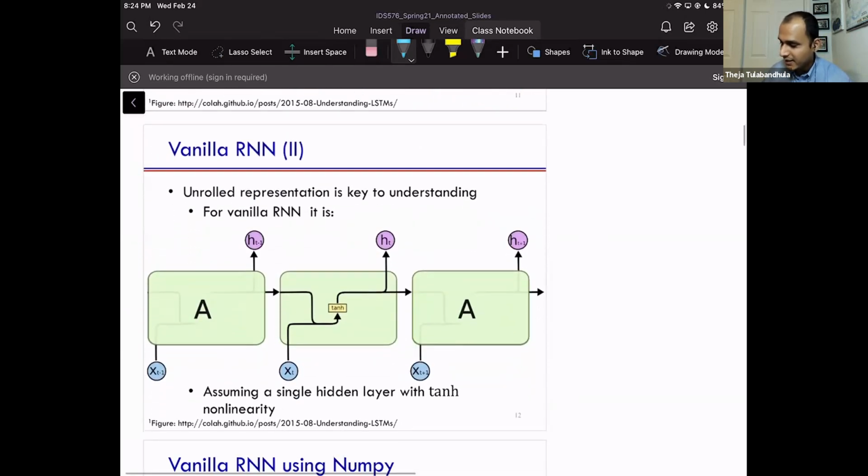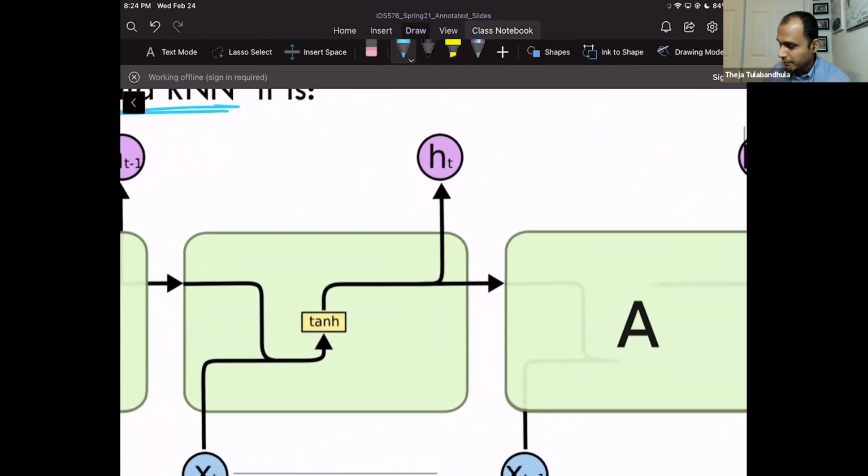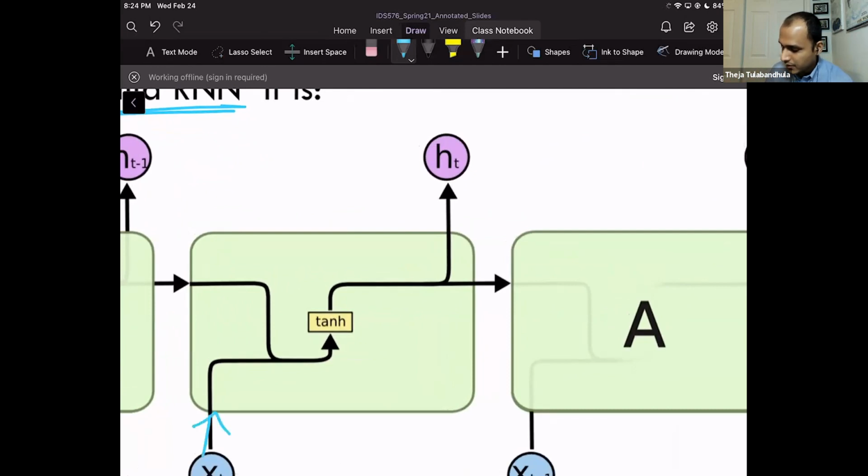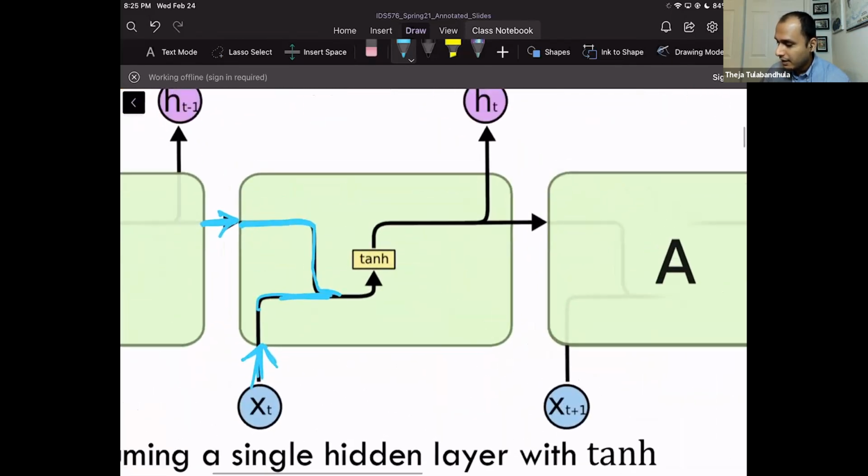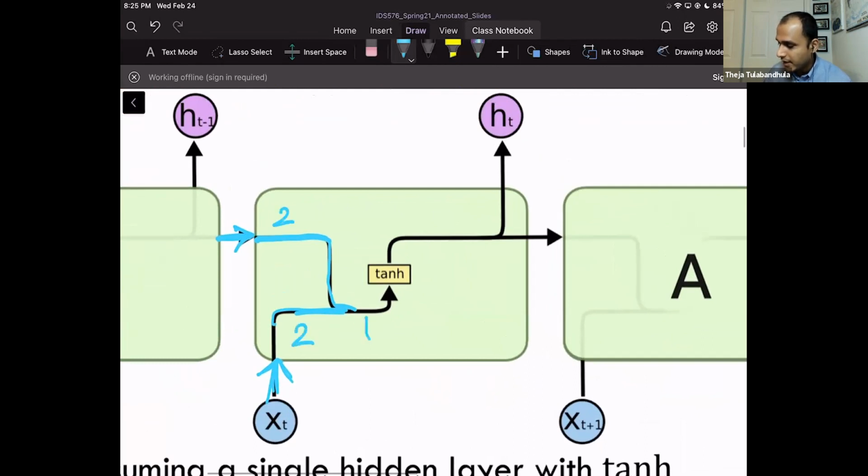With that background, here is the inside of this block A. I'm calling it vanilla RNN here. Vanilla just means the plain, the simplest RNN you can have. Let's focus on the block A. It's taking two inputs, and two things joining together means concatenation. So if I have a two-dimensional vector here and a two-dimensional vector here, I'll have a four-dimensional vector: 1, 2, 3, 4.